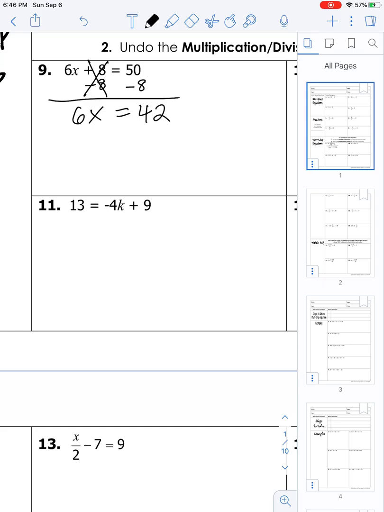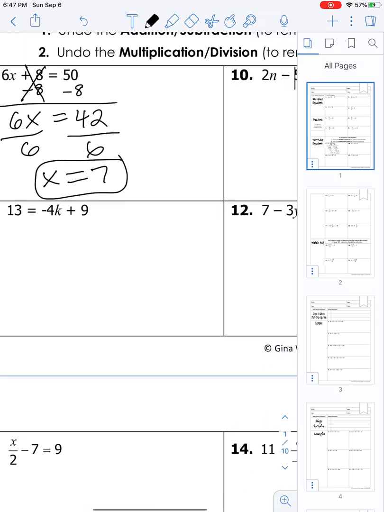And then the second step, what we're going to do is take 42 and divide by 6. 42 divided by 6 is 7. And that's our answer. Okay, next problem.